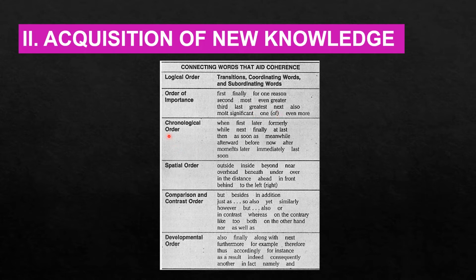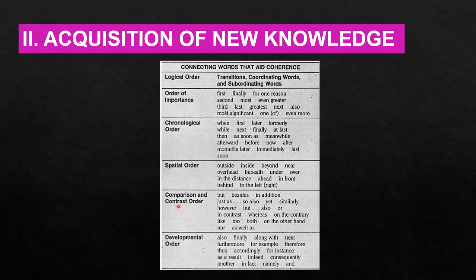For chronological order, we have the transitions when, first, later, formerly, while, next, finally, at last, then, as soon as, meanwhile, afterward, before, now, after, moments later, immediately, last, and soon. For spatial order, we have outside, inside, beyond, near, overhead, beneath, under, over, in the distance, ahead, in front, behind, to the left or to the right.